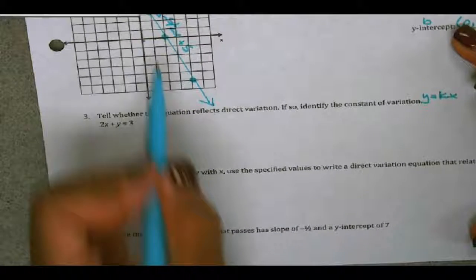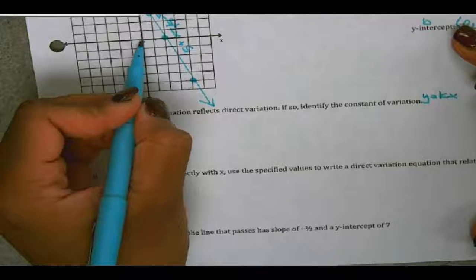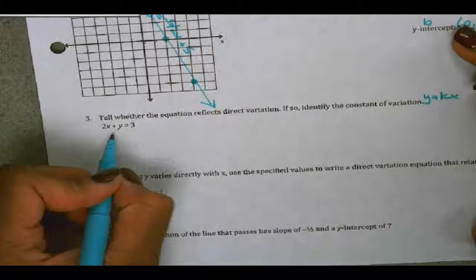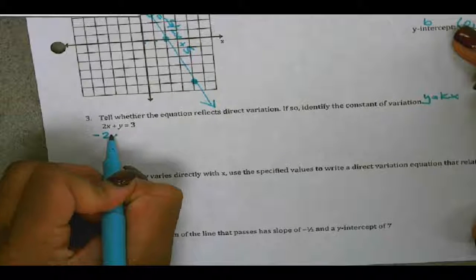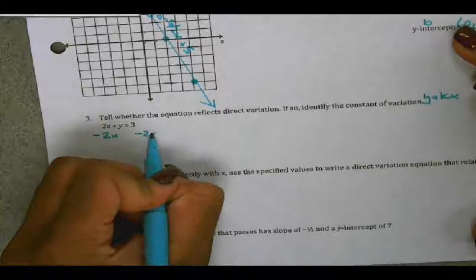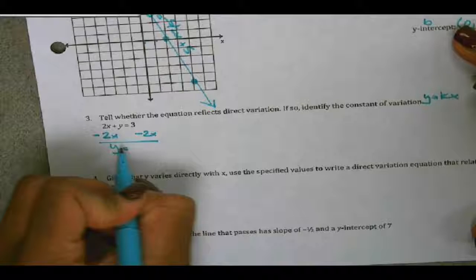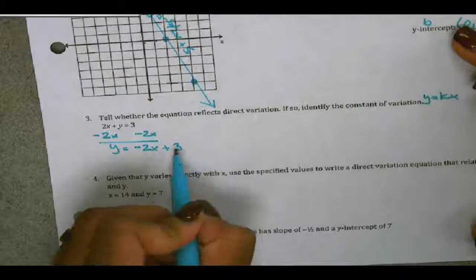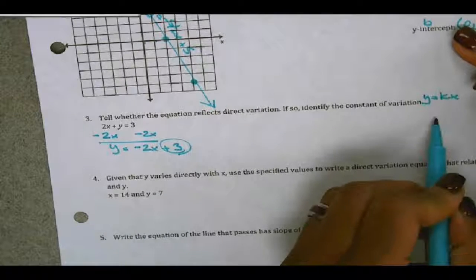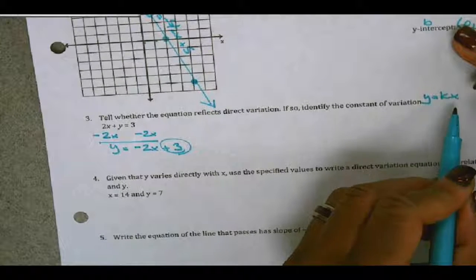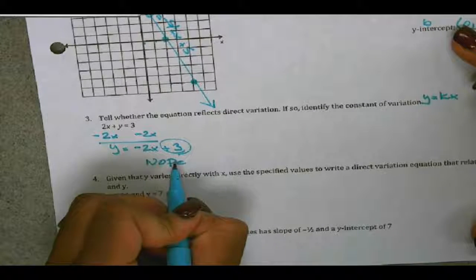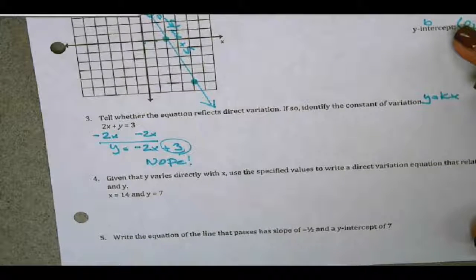That means it's always going to go through the vertex. I'm sorry, not the vertex. Just kidding. The origin 0, 0. So the same thing I just did, just to get a little bit more practice, I'm going to get the y by itself by subtracting 2x. And I have y is equal to negative 2x plus 3. That's a problem. For direct variation, it can't be plus anything or minus anything. So I'm going to say, nope. This is not direct variation.